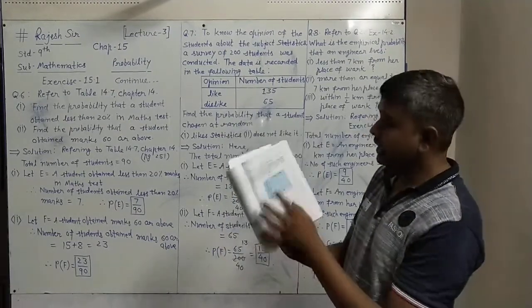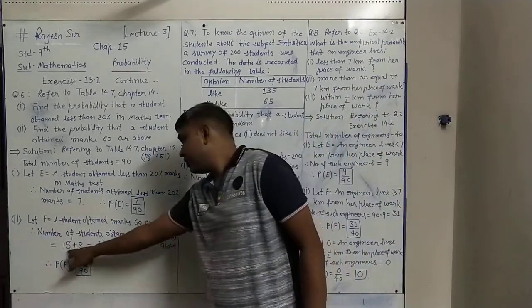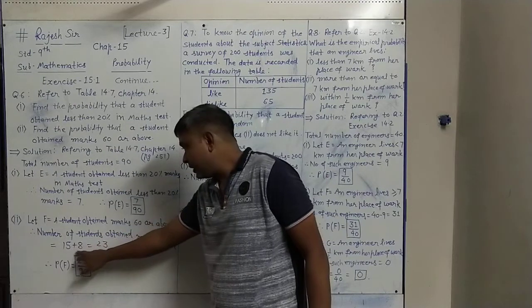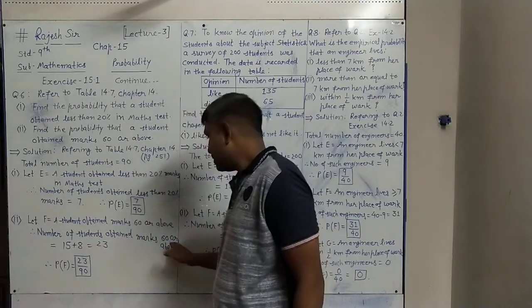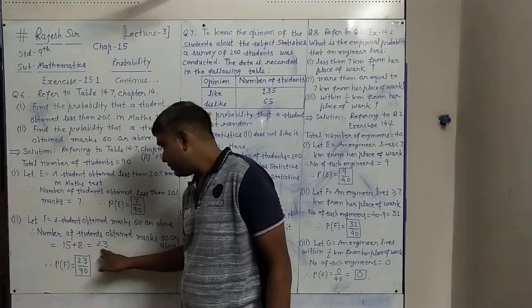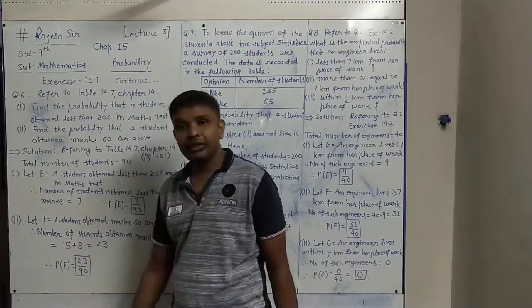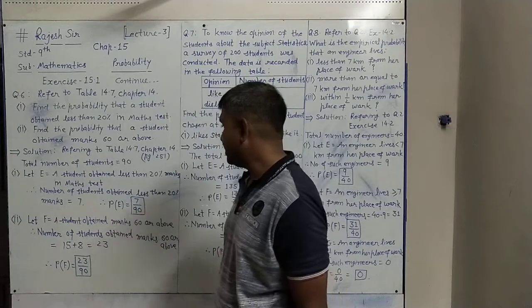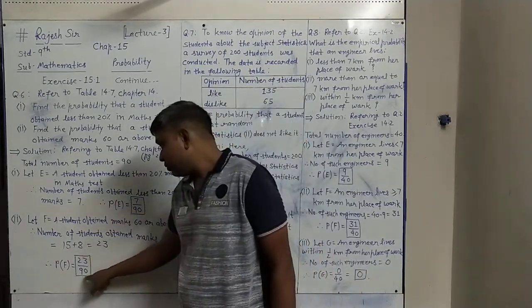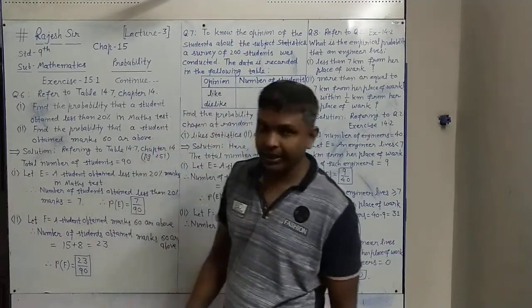So 15 plus 8: 15 students with more than 60 and 8 students with more than 70. So the number of students with 60 or above will be 15 plus 8, 23. So P(F), the probability of a student obtaining marks 60 or above, is favorable students 23 upon total 90, 23 upon 90.